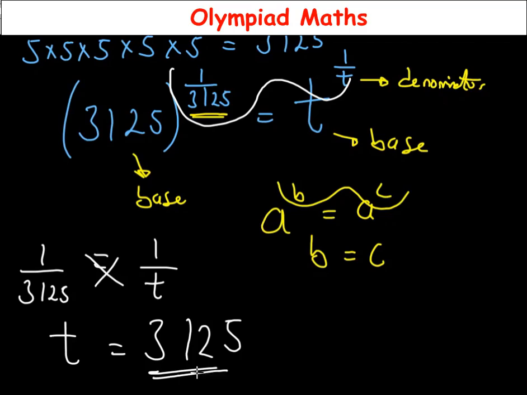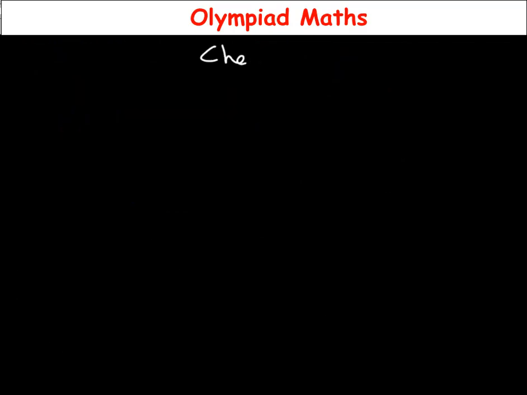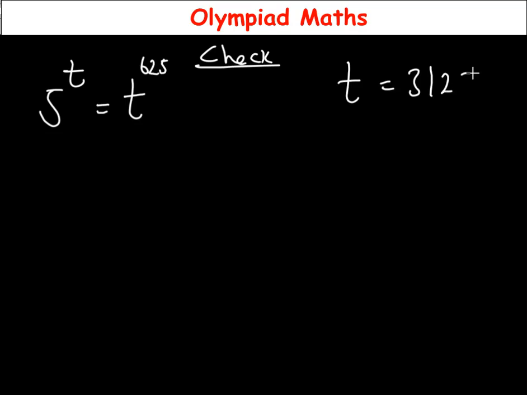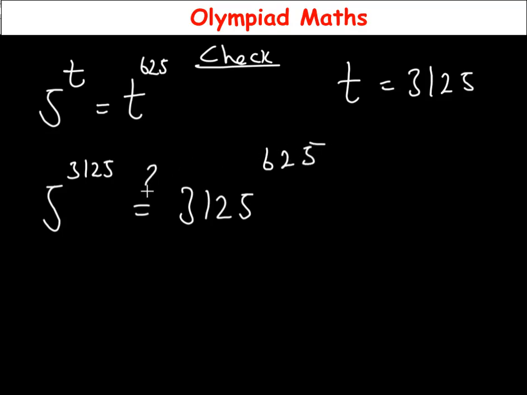But then, let's confirm if the value of t that we got is the correct solution that will satisfy the given equation. So we got 3125 as the value of t. So let's check. The equation is 5 raised to power t, which equals t raised to power 625. And the value of t that we got was 3125. So in place of t, we'll bring in 3125. So 5 raised to power t is now 5 raised to power 3125, is equal to t, which is 3125, raised to power 625. Okay, so with this, equal, question mark.